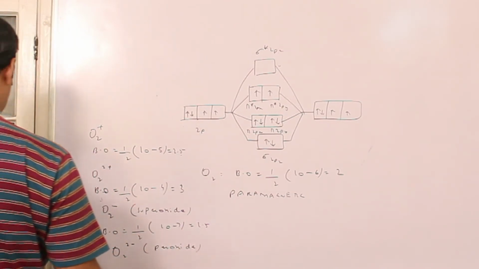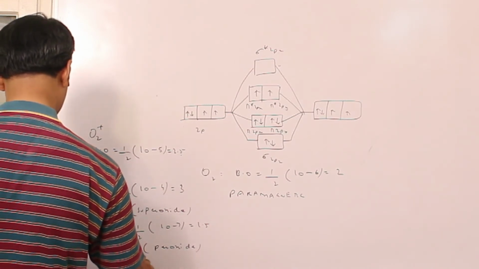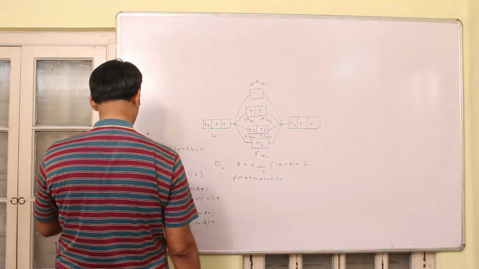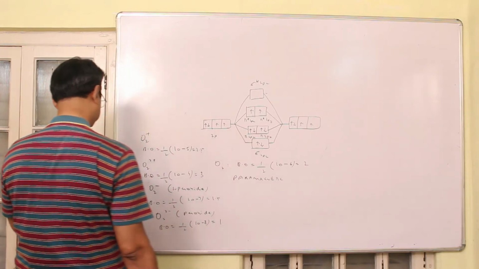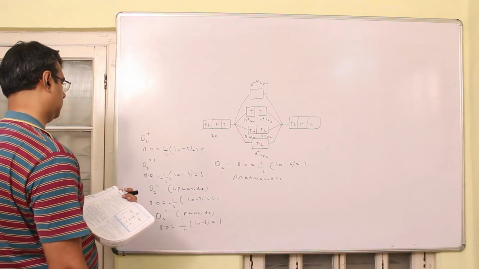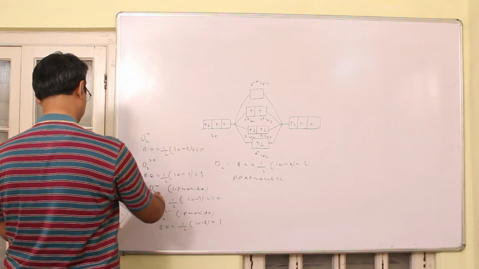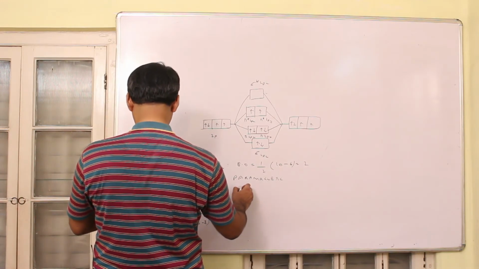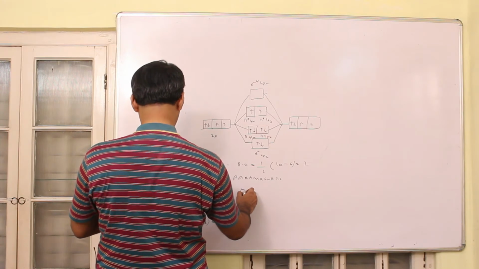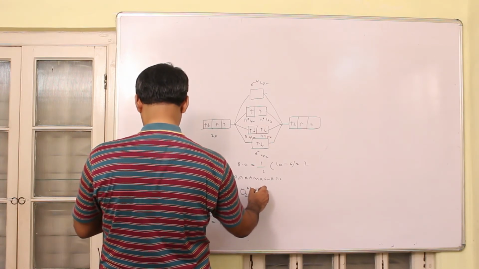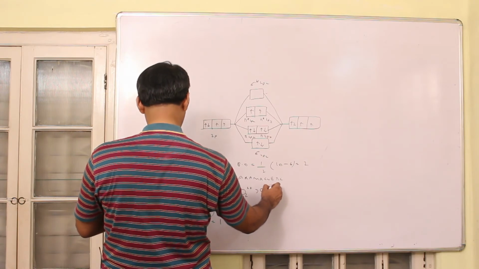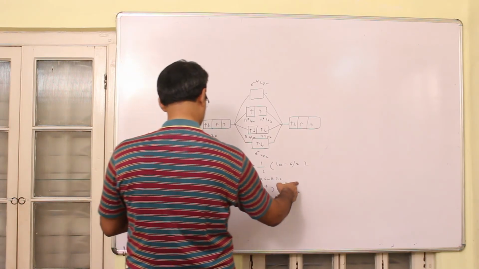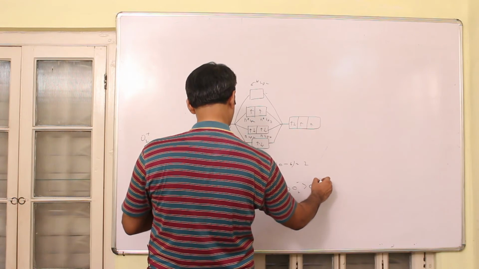O2 2 minus, that is called peroxide ion, half into 10 minus 8, that is equal to 1. So these are the bond orders of O2 plus, O2 2 plus, O2 minus and O2 2 minus. When you compare the bond orders, you will see that the order of stability is O2 2 plus greater than O2 plus, greater than O2, greater than O2 minus, greater than O2 2 minus.